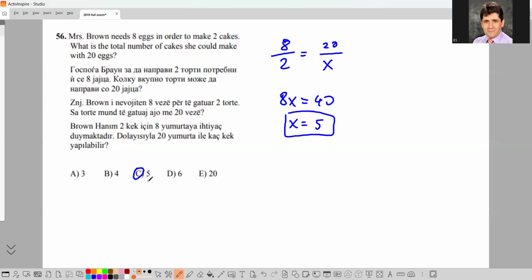Or otherwise, you could have thought 8 eggs will make 2 cakes, another 8 eggs will make another 2 cakes, so 4, and then you're left with 4 eggs, which is half of the amount that's given. That means one more cake, so 5.